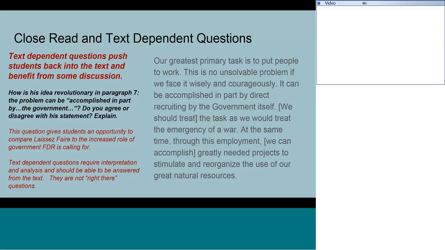This is really challenging because to answer this question, students really need to understand that the founding of our country, the founding documents and the founding philosophies and the economic theory that lasted us, for the most part, up until this time, was that the government would keep its hands off of the economy. But here is Roosevelt speaking to people like Vera and people in the pictures and saying that, at this time, government may need to step in. So this question gives students an opportunity to compare laissez-faire to the increased role of government that FDR is calling for.